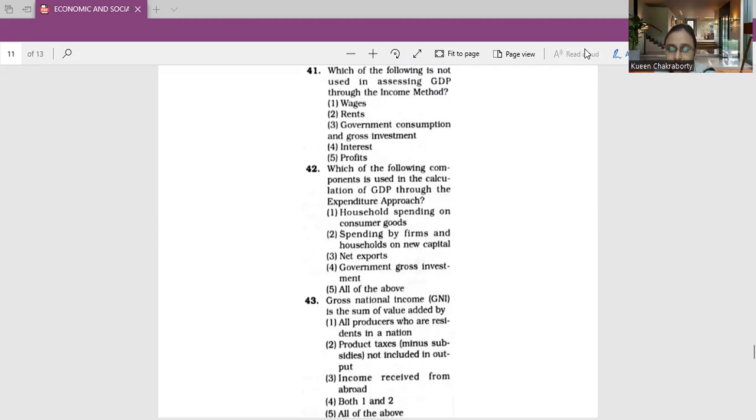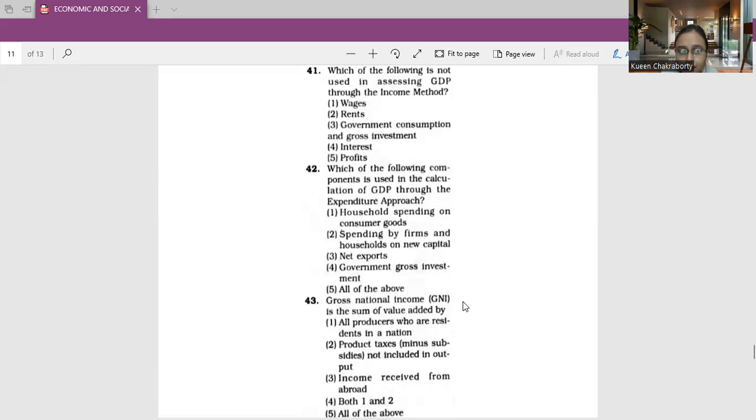Now, discussing this answer, many of you must already be knowing what will be the answer to this. This is option number 3, that is government consumption and gross investment. This is the correct answer, but let's discuss why I'm considering this as the correct option.